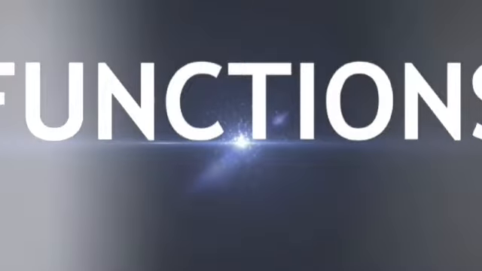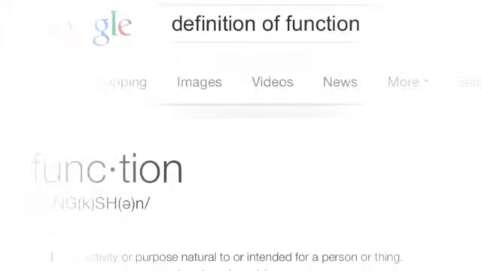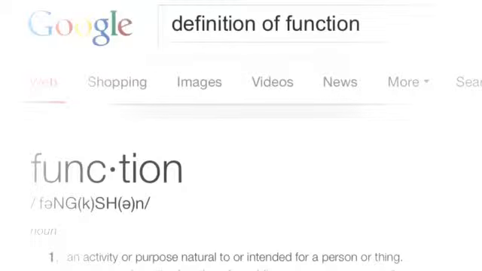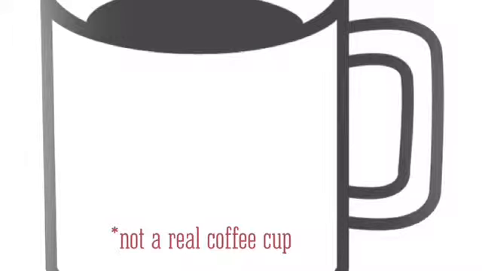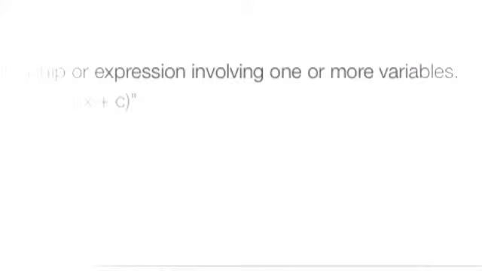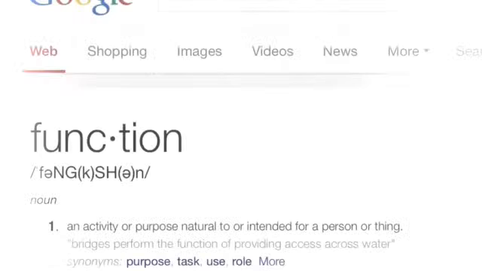If you look at the definition of a function in the dictionary, you get an activity or purpose natural or intended for a person or thing, such as the function of my coffee cup is to hold my coffee. There's also in that same dictionary a second definition, the mathematical definition, which states that a function is a relationship or expression involving one or more variables. And although this definition is accurate, it's also incomplete.